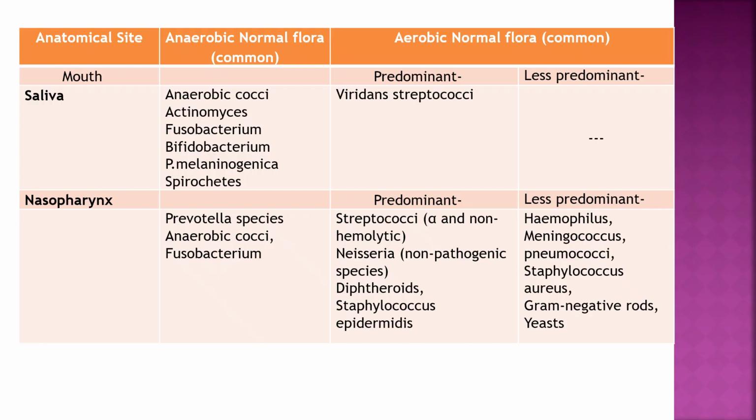The normal flora in saliva: anaerobic cocci, Actinomyces, Fusobacterium, Bifidobacterium, Prevotella melaninogenica, and spirochetes. Aerobic predominant are viridans streptococci. Then nasopharynx, the anaerobic normal flora: Prevotella species, anaerobic cocci, Fusobacterium. Aerobic predominant streptococci, alpha and non-hemolytic, Neisseria, non-pathogenic species, diphtheroids, Staphylococcus epidermidis. Less predominant aerobic: Haemophilus, meningococcus, pneumococci, Staphylococcus aureus, gram-negative rods, and yeast.